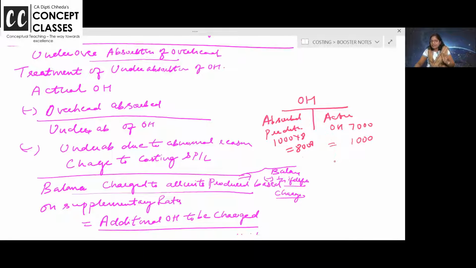Now, if you have under absorbed, say actual overhead is 7000 and you have absorbed just 6000. Actual overhead is 7000, but you have charged in your cost sheet 6000. So 1000 more you need to charge, no? Are you getting? And this 1000 you have to charge by putting additional supplementary rate. One problem I'll share with you in my routine notebook and this will be clear.